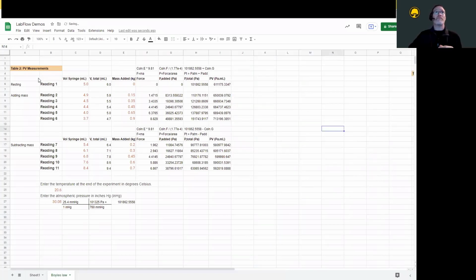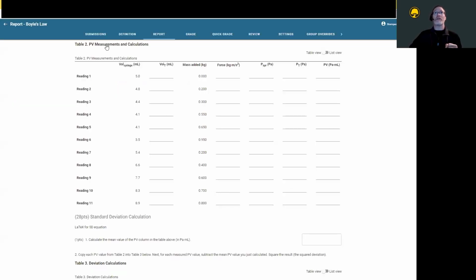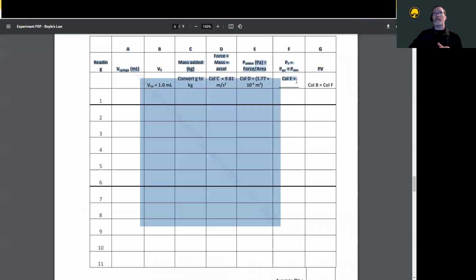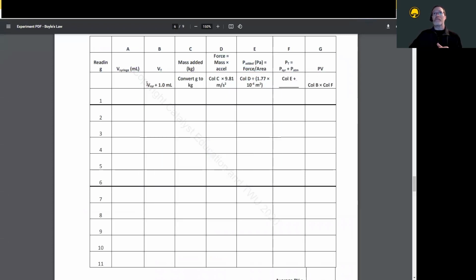So for now, PV measurements. In red, this is the data that LabFlow gave me, right? And so I just basically recreated this table in Google Sheets. And then I used these little guides, if you will, to do the math in Google Sheets. You can do it on paper with a calculator, it doesn't matter.